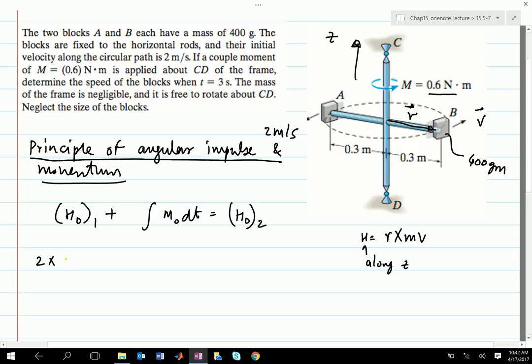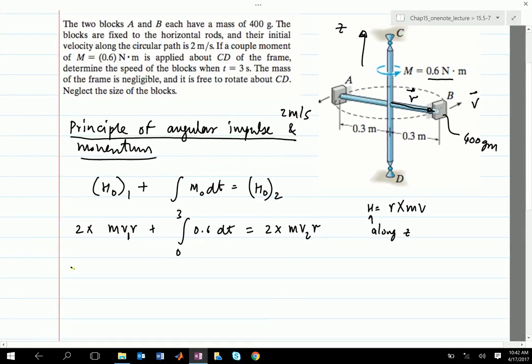I will say 2 times R cross MV. I'll write it as MVR. Let's call that V1 because it's going to have a certain initial velocity, plus integral 0.6 dt, because the moment is 0.6, from 0 all the way to 3 seconds equals 2 times mv2r.